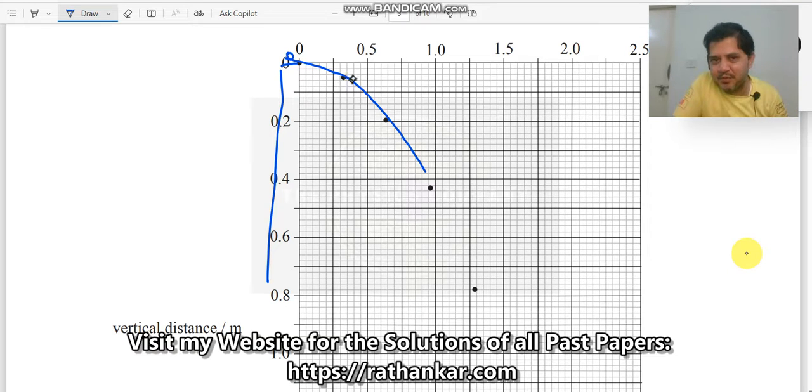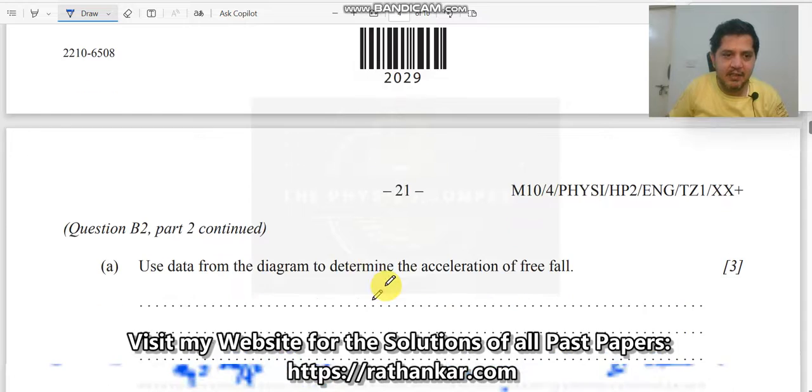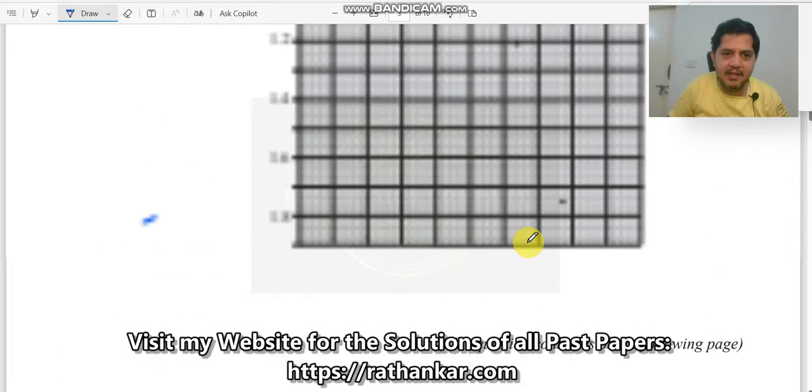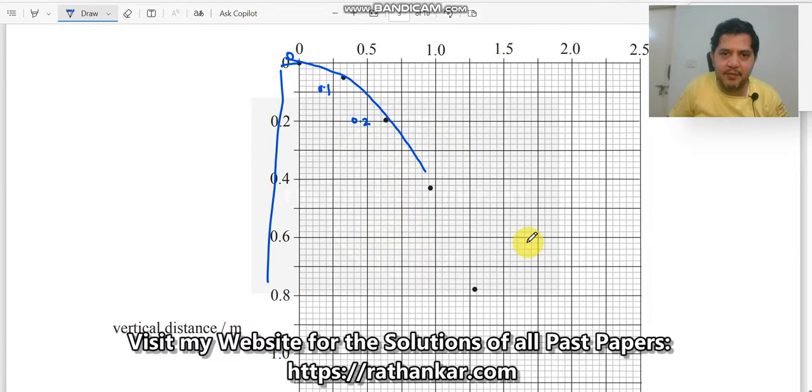Because of these photos, these are the points I am getting over here, which means for every 0.1 second, I am just taking a photo. So this is at 0.1 second, this is at 0.2 second, and so on. And then what is asked? The horizontal distance is measured, vertical distance measured, and is graphed. What is the question? Use the data from the diagram to determine the acceleration of free fall. So you need to find the acceleration of the free fall from here.